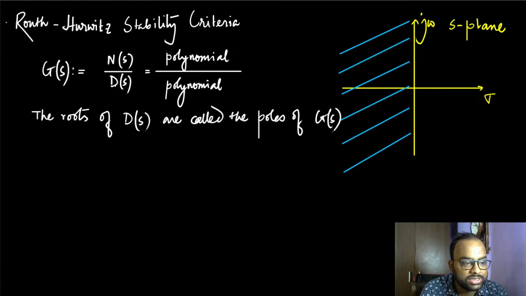So if you put the values here in place of s in this polynomial, what happens is that the denominator becomes zero. So G(s) actually becomes infinity. Those are called the poles, and we actually discussed all this.